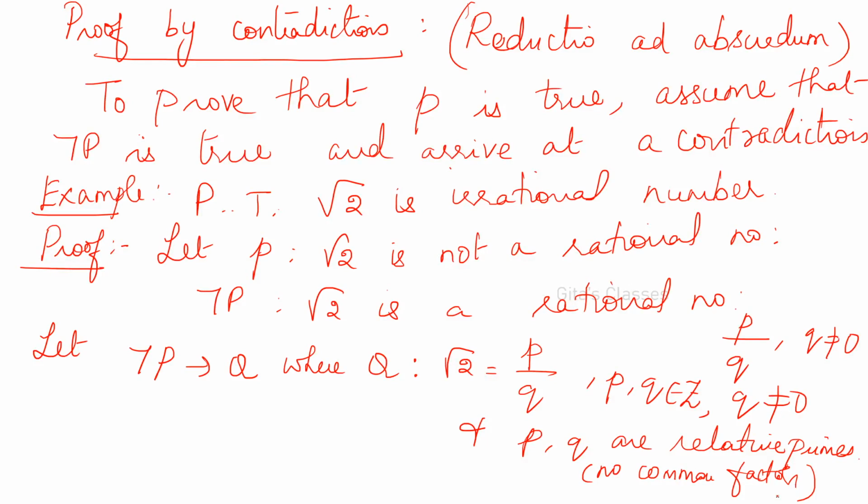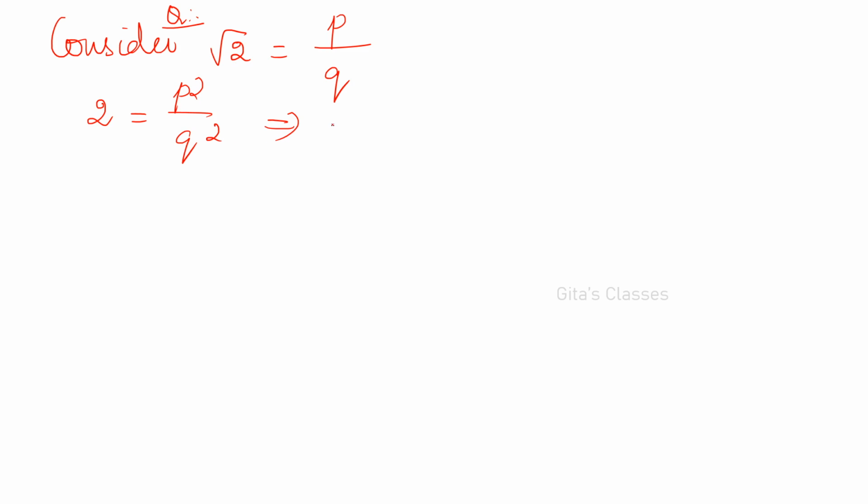We have assumed Q. Now we are going to derive one more premise. See, consider root 2. Just now we have assumed that it is a rational number, right? Rational number means it can be written as p by q. This is our Q actually. We started with Q, right? Now if you square on both sides, you will be getting 2 is equal to p squared by q squared, right? So this implies p squared is equal to 2q squared.